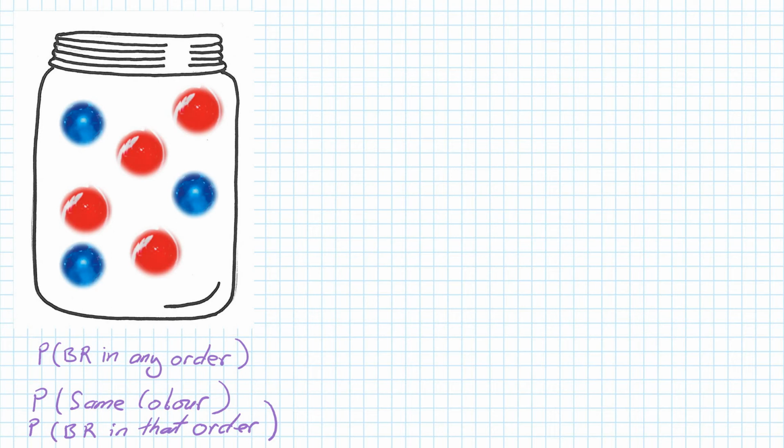So this is called dependent probabilities, because the second stage depends on the first stage. The probability will change depending on the outcome of the first event. So let's go. These are the questions: find the probability of blue and red in any order, the probability that both marbles are the same color, and the probability of blue and red in that order.